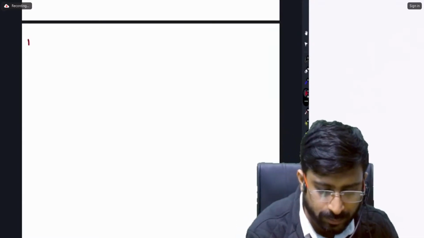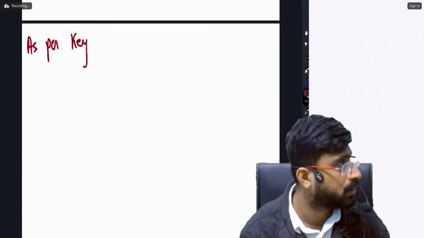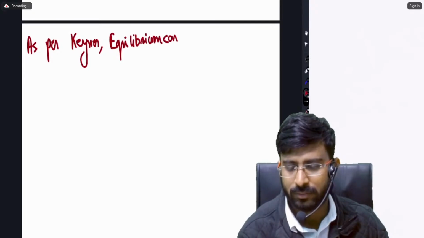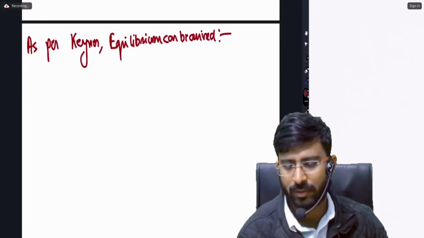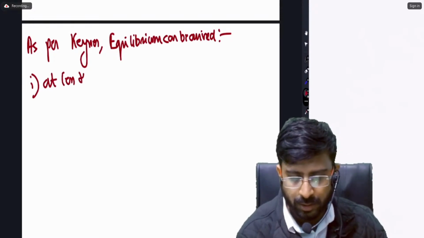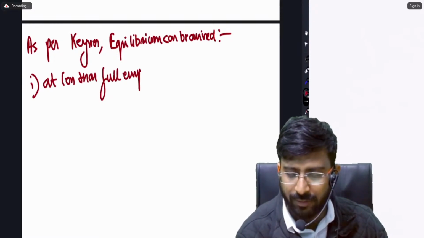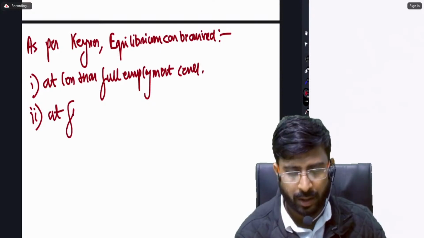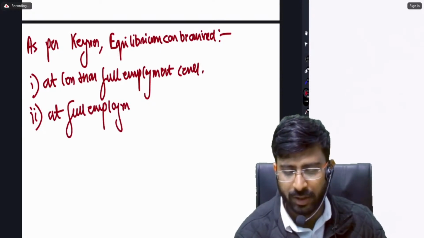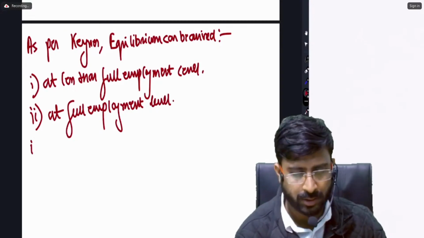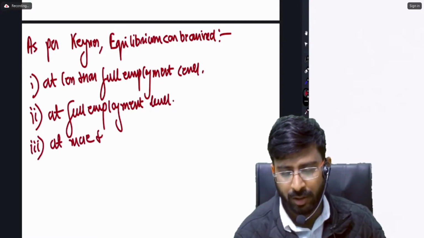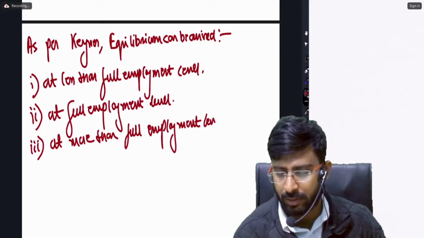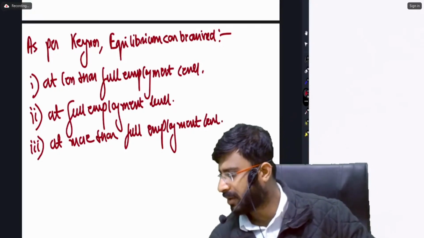As per Keynes, equilibrium can be arrived at less than full employment level, at full employment level, at more than full employment level. Yes or no, everybody? Come on.